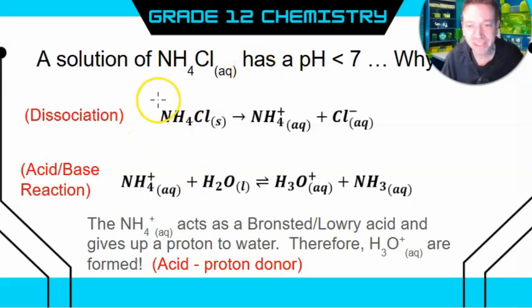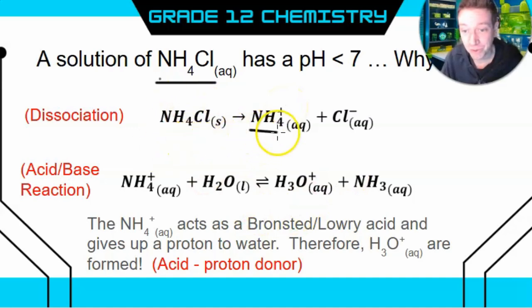All right, let's look at an example of ammonium chloride. If we were to take this salt and dissolve it in water, it ends up with a pH less than 7. It's acidic. Well, why is that? Ammonium chloride is going to dissociate into ammonium and chlorine. Now, just as in our first example, chlorine is the conjugate base of a very strong acid.